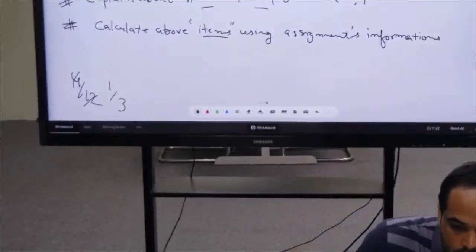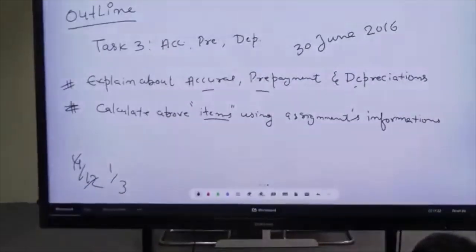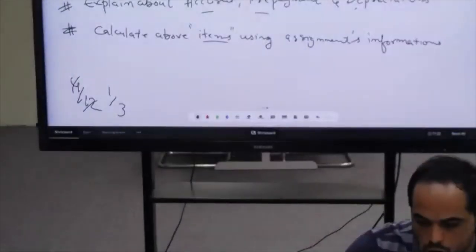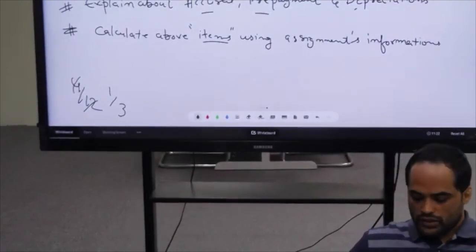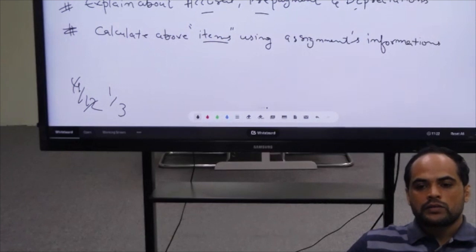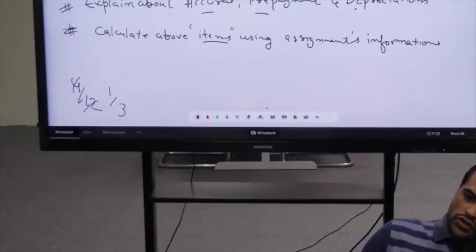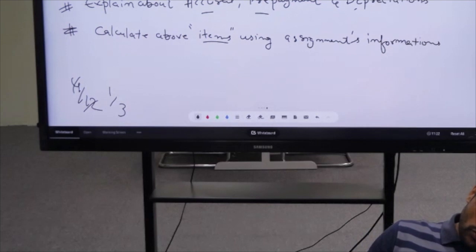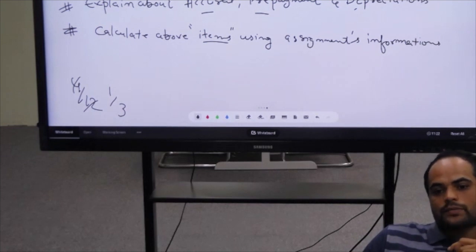Okay, so any other question? Or we move on to the outline for task 4? Any questions, or we move on to the outline for task 4? Quickly say something.